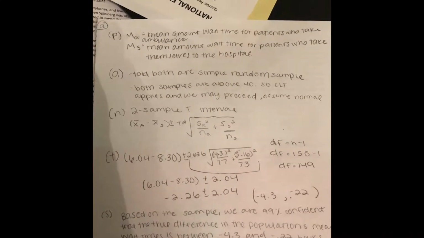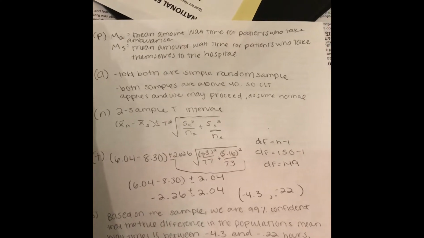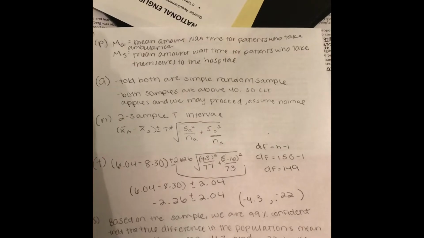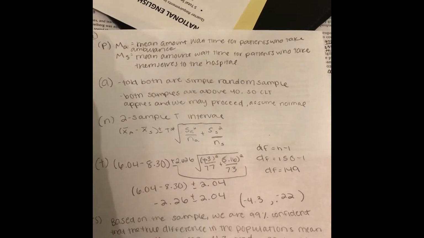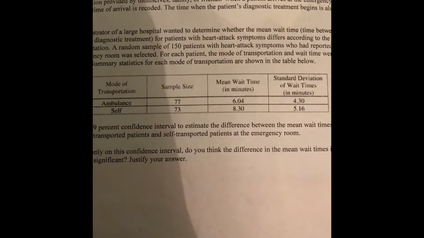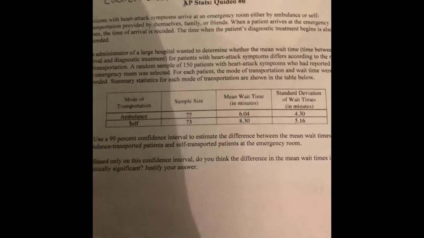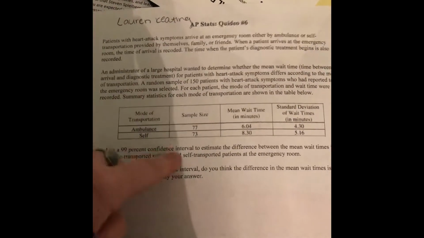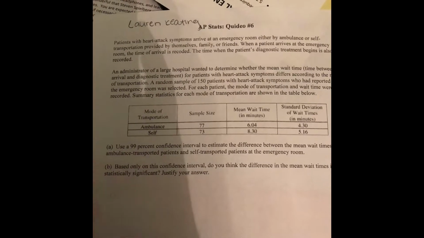And then A, our assumptions. We are told in the question that this is a random sample and both samples are above 40, so the central limit theorem applies and we may proceed and assume that it's normal. And we know that it's above 40 because the sample size for people who took the ambulance is 77 and the sample size of people who use their own self-transportation is 73.